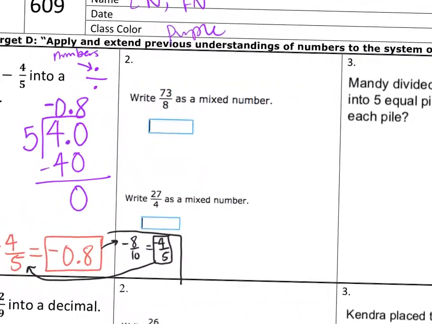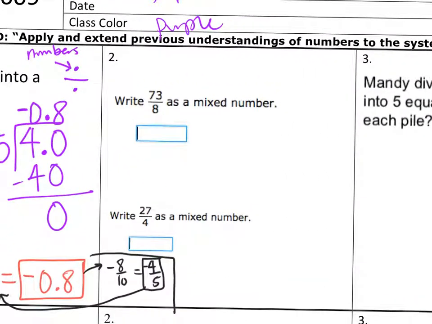Number two says, write 73 over 8 as a mixed number. So remember the division symbol, this means numbers. So I have 73 divided by 8. You can also write it like this. So 73 goes on the inside. 8 goes on the outside. Now you can count by 8 and see how many times it fits into 73.